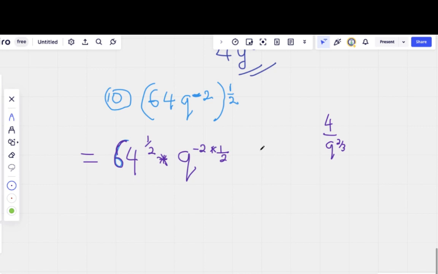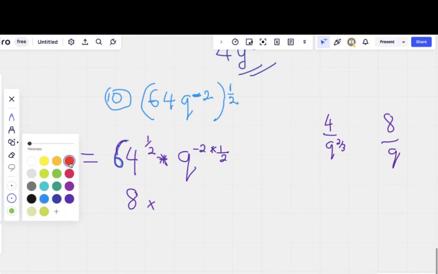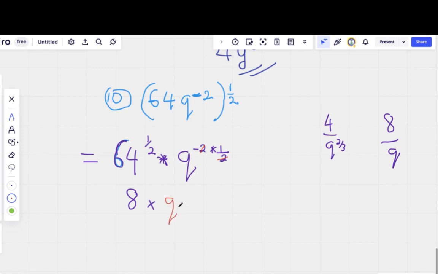You finish? Yes, it's 8 over q. Is what? 8 over q. Yup. 8 over q, because we find the square root. Anything raised to power half means find the square root. So if you find the square root of 64, you get 8. And then you get this q. We cancel these two, so it will be q raised to power minus 1.